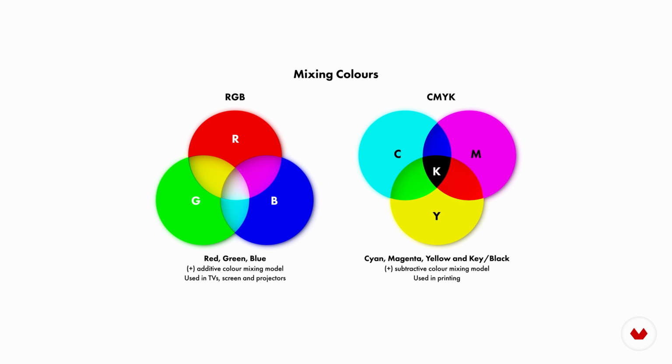RGB, red, green and blue, is an additive mixing model, meaning you add these three colors in various ways to create other colors. This is used to create content for TVs, screens and projectors. CMYK, which stands for cyan, magenta, yellow and key, or black, is a subtractive mixing model, meaning you subtract these colors from each other to create other colors. This method is used for printing.